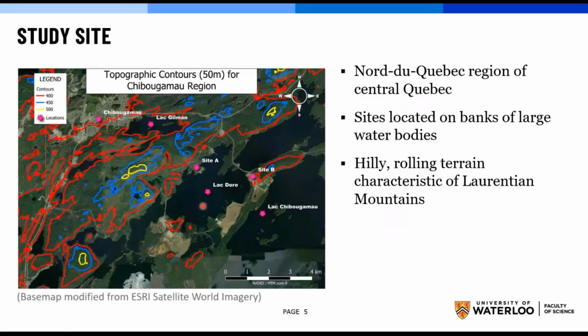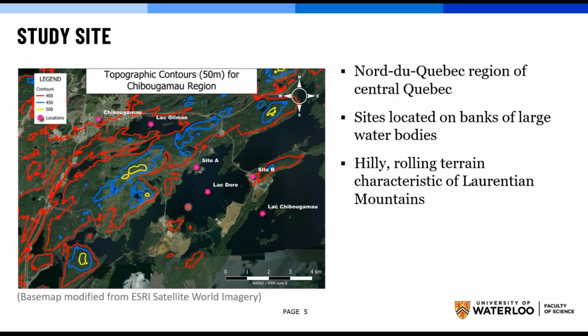So taking a look at the study site that Adam used for this. This is a mine site in the Northern Quebec region of central Quebec. As you can see here, this is an area where there probably is some surface interaction. We can see several large lakes in the region. We have site A in the middle here, one of the mine sites, and site B.